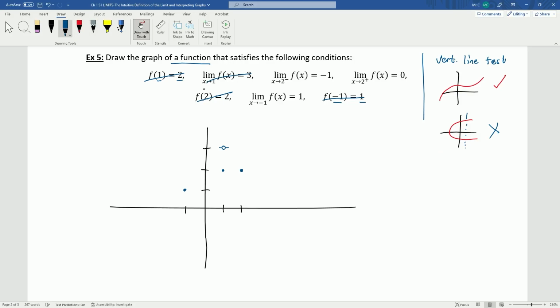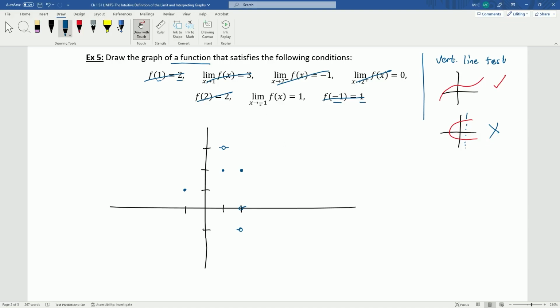Okay, let's mark that condition off. Now the limit as x approaches 2 from the left is -1. So that means when I look at x equals 2, I need to go down to y is -1. And I should have an open circle with a little tail from the left. And now when x approaches 2 from the right, f of x should approach 0. So I should have a little tail coming from the right, and it should be approaching 0.